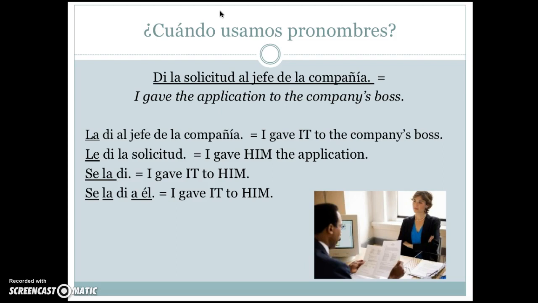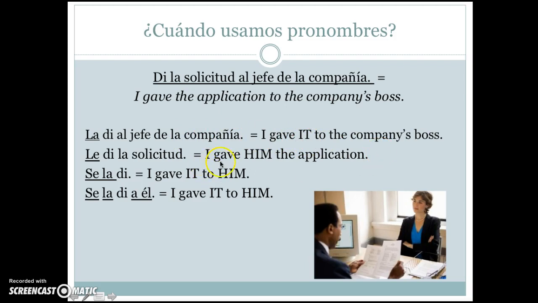Well, we have some examples below. We can say, I gave it to the company's boss. "It" takes the place of the application, la solicitud. In this case, this is the direct object. We replace it with a pronoun, la, and we put it before the verb. La di al jefe de la compañía. I gave it to the company's boss.